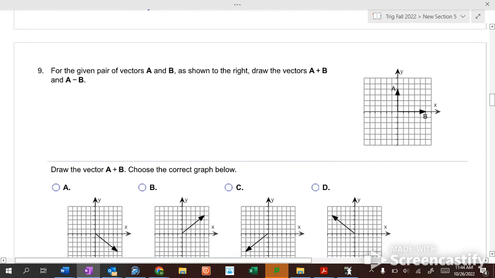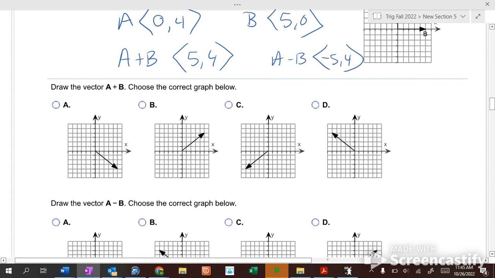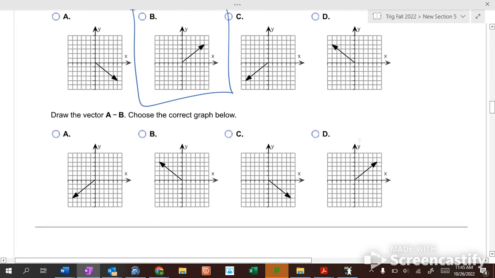All right, and then to vectors. A is 0, 4. B is 5, 0. What's A plus B? What's A minus B? Negative 5, 4. Because you take 0 minus 5 is negative 5. 4 minus 0 is 4. So A plus B is at 5, 4, which is this one. A minus B is negative 5, 4, which is this one.